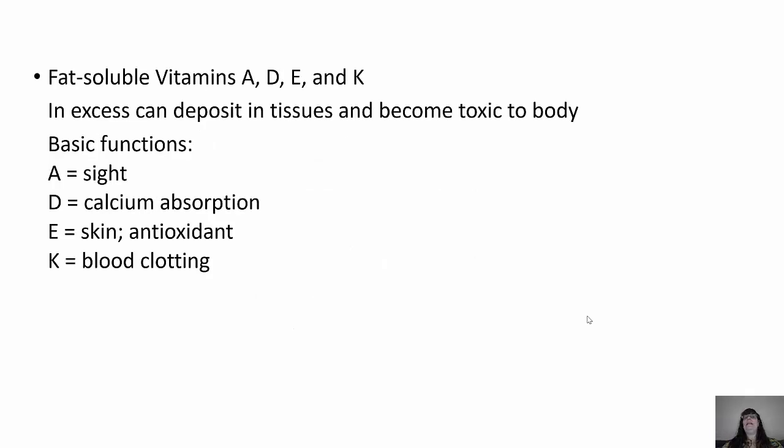Fat-soluble vitamins like A, D, E, and K, in excess, they can actually deposit in the tissues and start to become toxic to the body. So you want vitamins A, D, E, and K, but just enough for your body. You don't want to overdo it and bring in an excess, because then it can start to hurt you. Vitamin A helps your sight. D is for calcium absorption. You cannot absorb calcium without vitamin D. E is your skin and an antioxidant. K is for blood clotting.